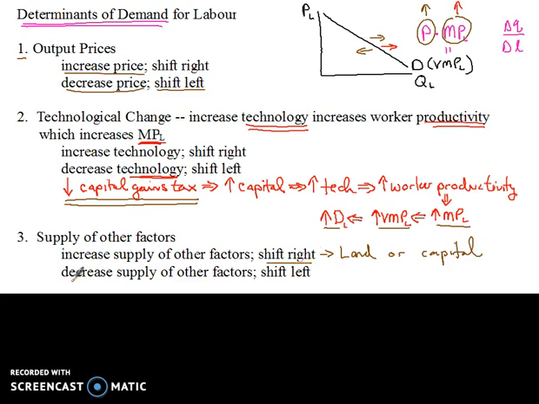And then the opposite, if you decrease the supply of other factors, so if you decrease the supply of land, then you don't need as many workers to farm the fields. Demand shifts left. If you have fewer sewing machines, then you don't need as many workers. Demand shifts to the left. Okay, so those are my rules for my determinants of demand. So those are the determinants of demand.